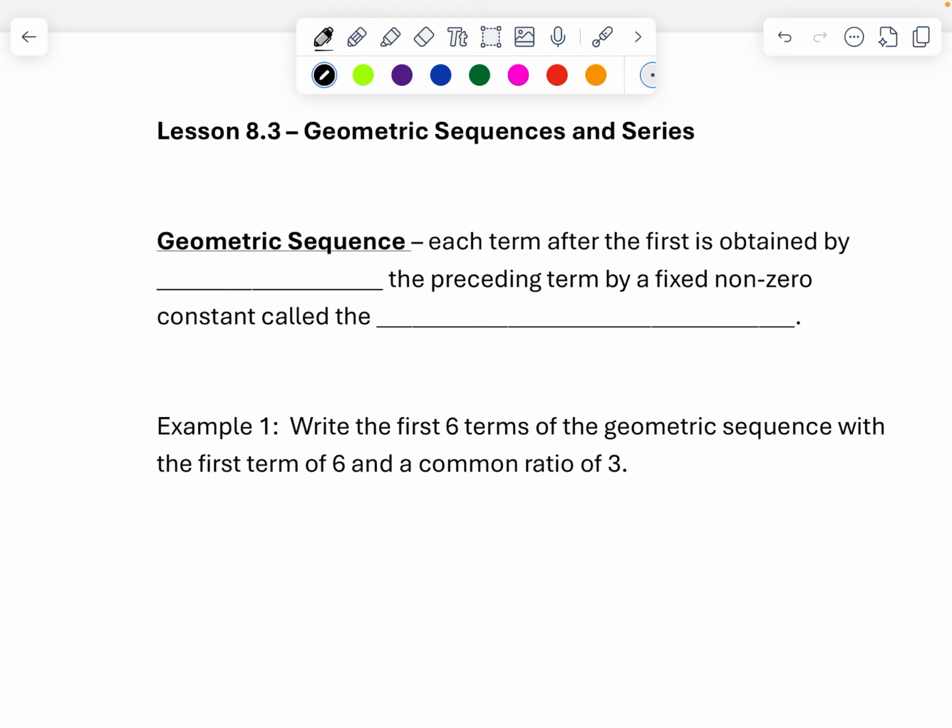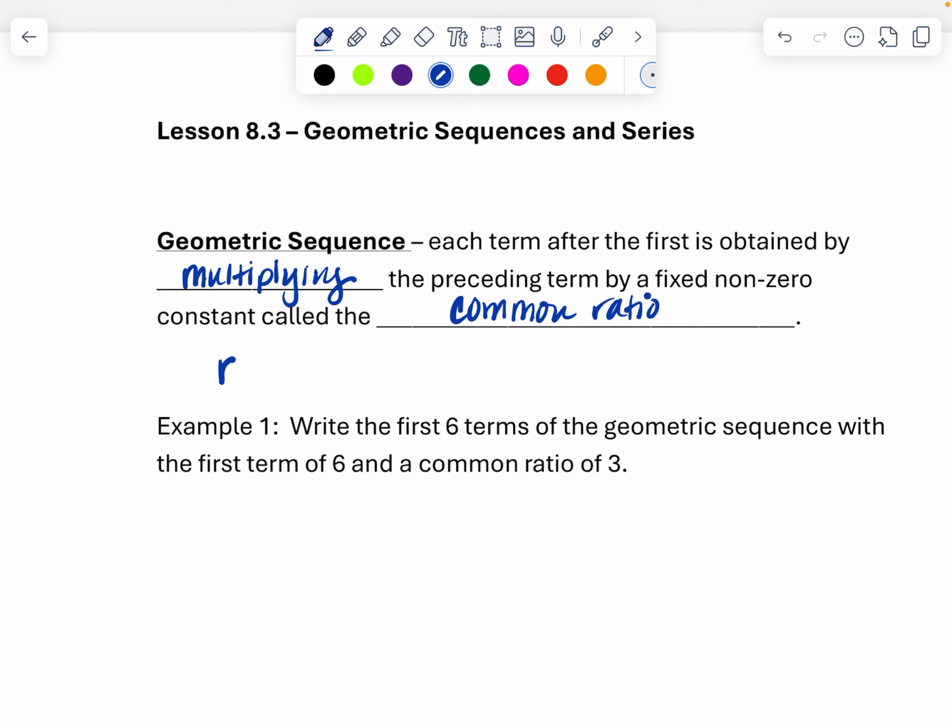Okay, so in a geometric sequence, instead of getting each term by adding a common difference, you get each term by multiplying. So each term after the first term is obtained by multiplying the preceding term by a fixed non-zero constant that we call the common ratio. With an arithmetic sequence, we had a common difference that we added or subtracted each time. And with geometric, we have a common ratio, all right?